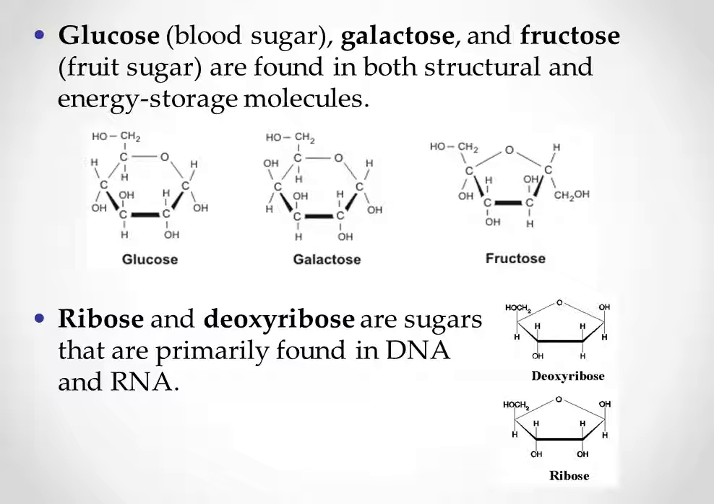Okay, so here are some different examples. You've probably heard of glucose. Glucose is your blood sugar. Now, galactose and fructose are both, fructose is your fruit sugar. So all of your sweet fruits, like your mangoes, your pineapples.